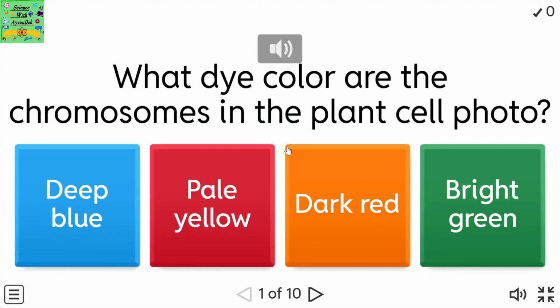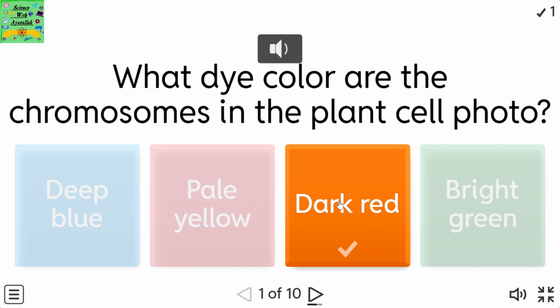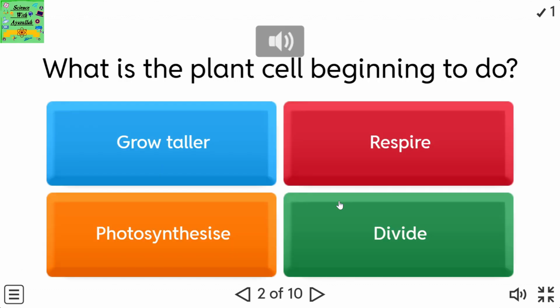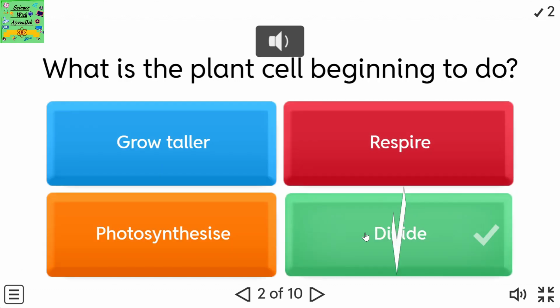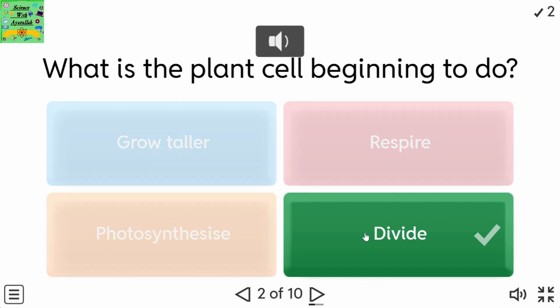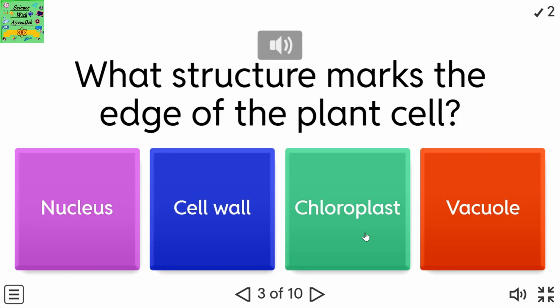What dye color are the chromosomes in the plant cell photo? What is the plant cell beginning to do? What structure marks the edge of the plant cell?